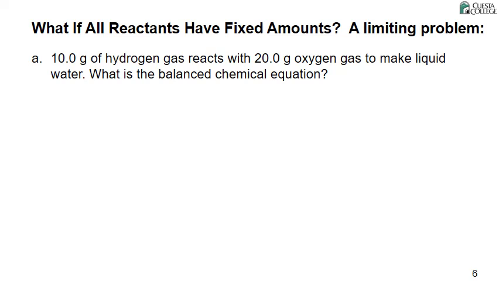We're going to look at this particular scenario where 10 grams of hydrogen gas reacts with 20 grams of oxygen gas to make liquid water. Before we do any kind of chemical calculation problems, it's super important to have a balanced chemical equation. In fact, anytime you come across a chemical problem in this class, you should try to write a balanced chemical equation. So pause the video, take a moment, and try to write a balanced chemical equation.